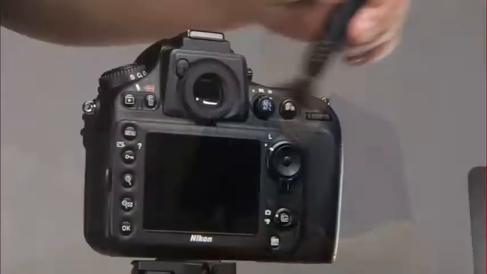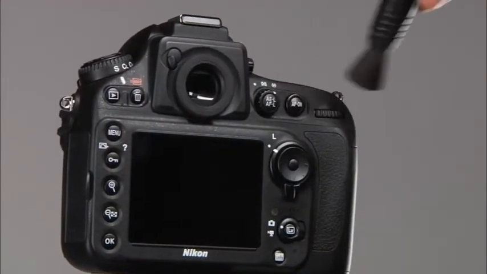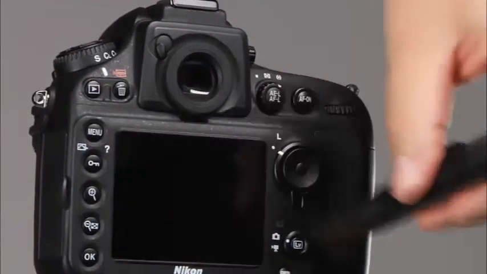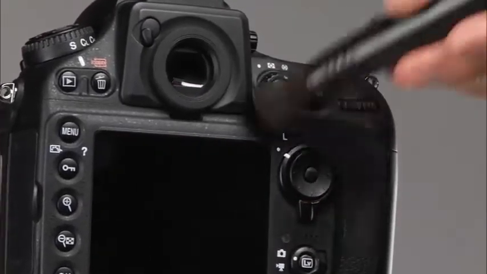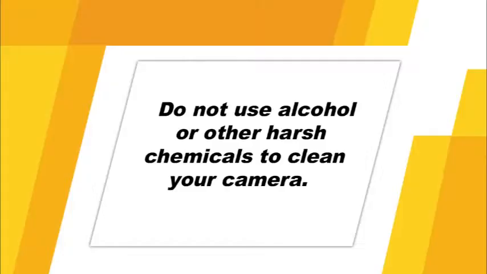Let's talk a little now about ways to properly clean the camera without causing damage. To remove dust or lint from the camera body, a blower or brush is a good tool to have on hand. With either of these tools, you can also clean the lens, viewfinder, and mirror. To further clean the camera body, you can use a soft, dry cloth. Do not use alcohol or any other harsh chemicals.